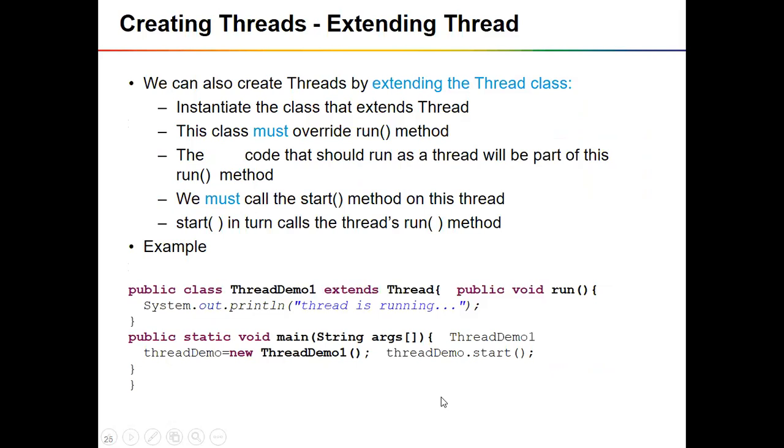Now let's see the second example, creating threads by extending the Thread class. We can also create threads by extending the Thread class. Actually, to instantiate the class that extends Thread, this class must override the run method. The code that should run as a thread will be part of this run method. We must call the start method on this thread. Start in turn calls the thread's run method. This is the example. The name of the class is ThreadDemo and it is extending the Thread class.